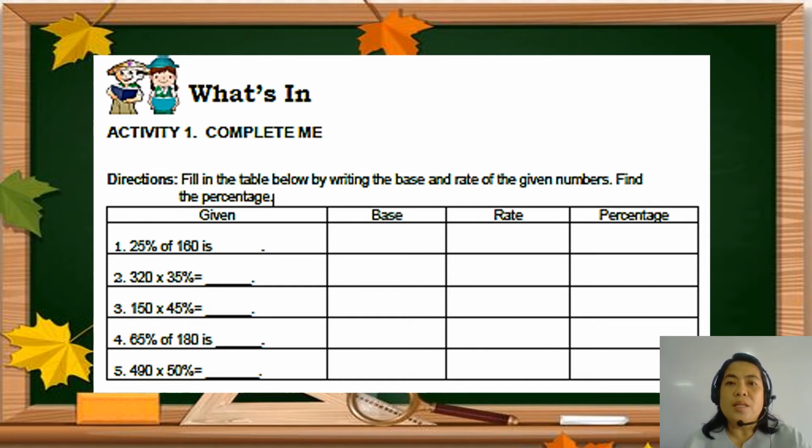Again, what is the base? It always follows the word of, then the rate has a percent sign. Then find the percentage: rate times the base. But change first the rate to decimal form by moving 2 places to the left.